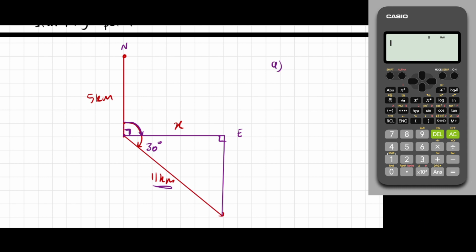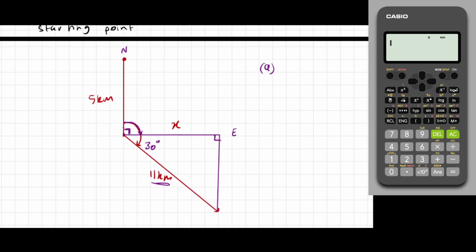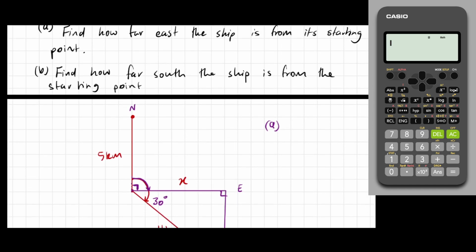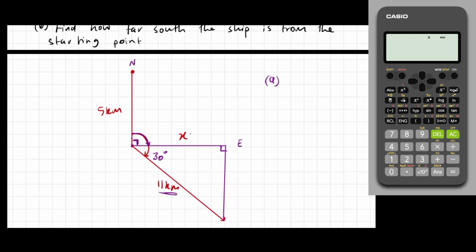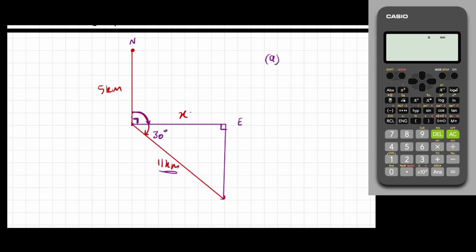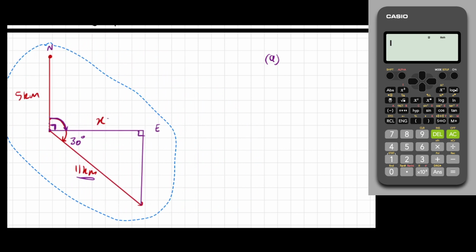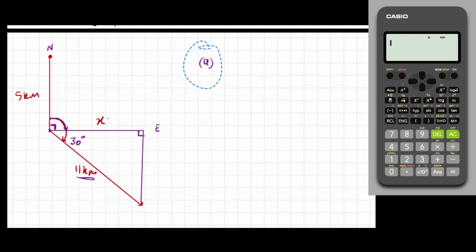Okay. So on the side here, part A said, find how east the ship is. So we're looking for this x value here. So let's find out what this x value is by using trigonometry. And what I'm going to do is quickly move this little picture over to the left so I have a bit more space to work with. Okay, so using the trigonometric ratio.